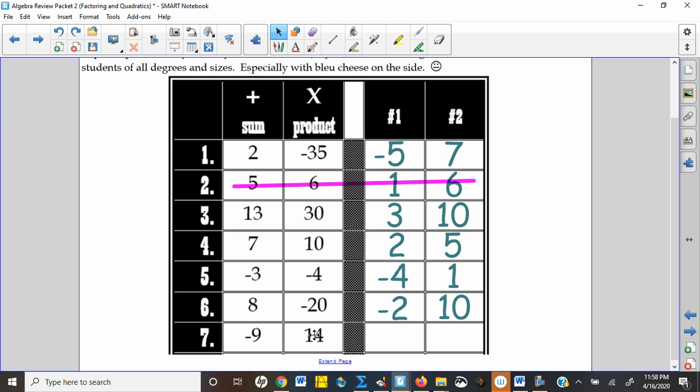14 is positive, but look, the sum is negative. So this is the first one we have where I'm going to have to multiply two negatives to create the positive, and yet they have to add up to -9. So is it 1 and 14 that add up to 9, or 2 and 7? Yes, so it's -2, -7, right? And that's how you play the game of numbers.